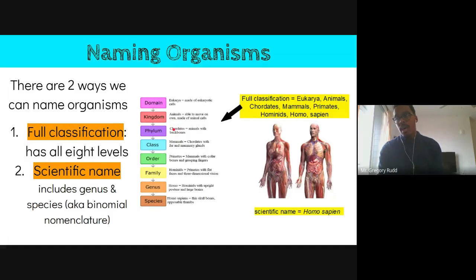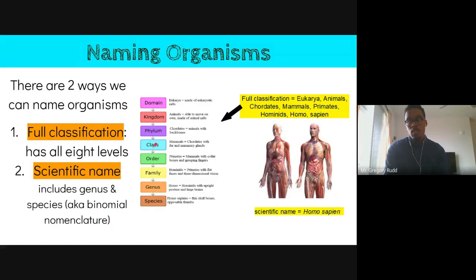For example, two organisms that are mammals might be a human being and a whale. Both a human being and a whale have backbones, so they're both in the same phylum. They're both animals, so they're both in the same kingdom. And they're both eukarya, so they're in the same domain. But just because they're in the same class, they're both mammals, doesn't necessarily mean that they are in the same order. Humans are in the primate order because humans have collarbones and the ability to grasp things with fingers. Of course, whales do not have fingers, nor do they have collarbones. So they are not in the primate order.